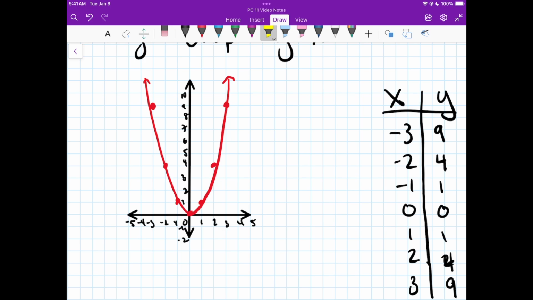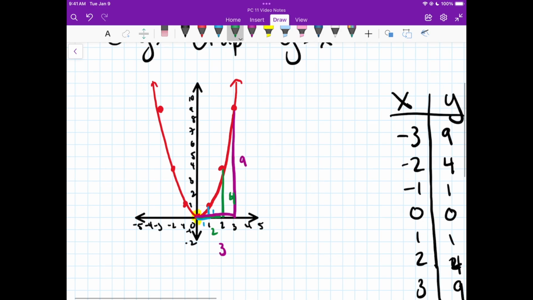So our vertex is right here at (0, 0). Then for each point, we're going over a distance and then up a distance from the vertex. So we go over 1 and up 1. Then we go over 2, again from the vertex, and we go up 4. And do it again, over 3 and up 9. Right, so our vertical distances are just the squares of our horizontal distances: 1, 1, 2, 4, 3, 9.